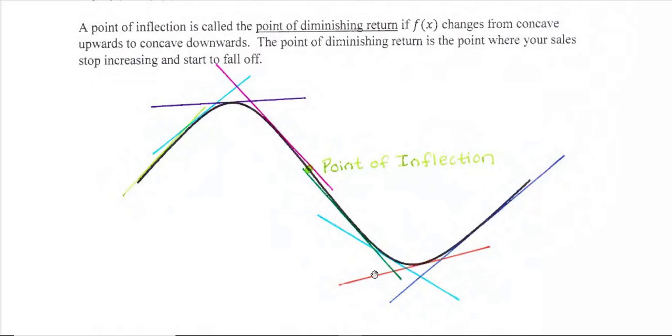A little thing that helps us remember is that concave down makes a frown, and concave up makes a cup. That's the best way we can come up with something that rhymes. Unfortunately, concave up doesn't rhyme with smile.